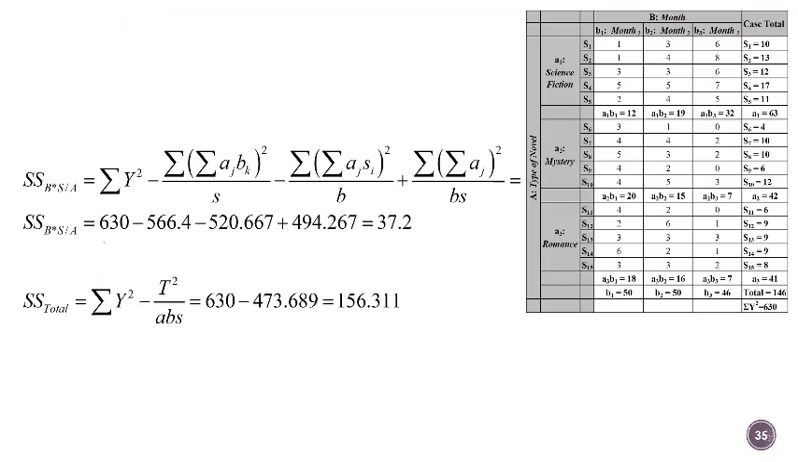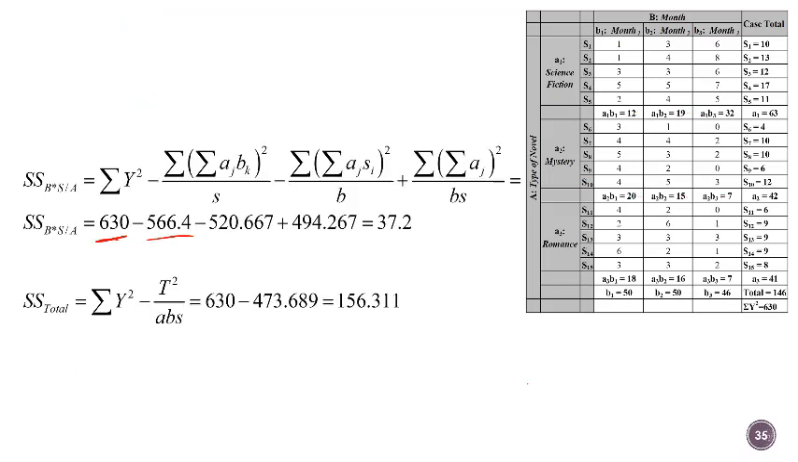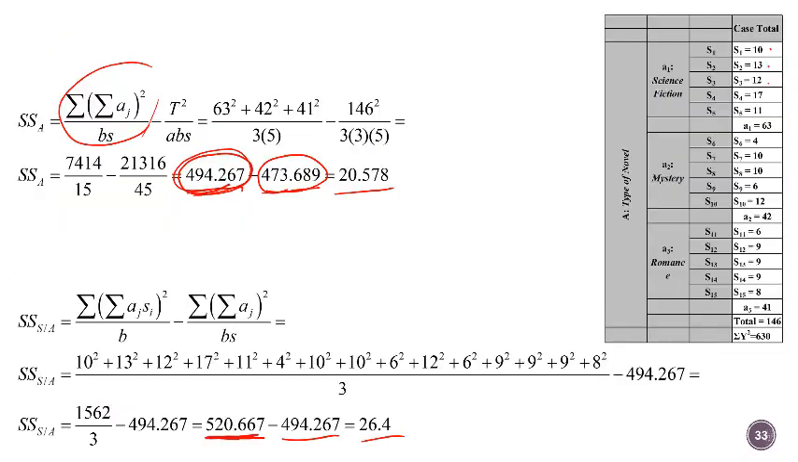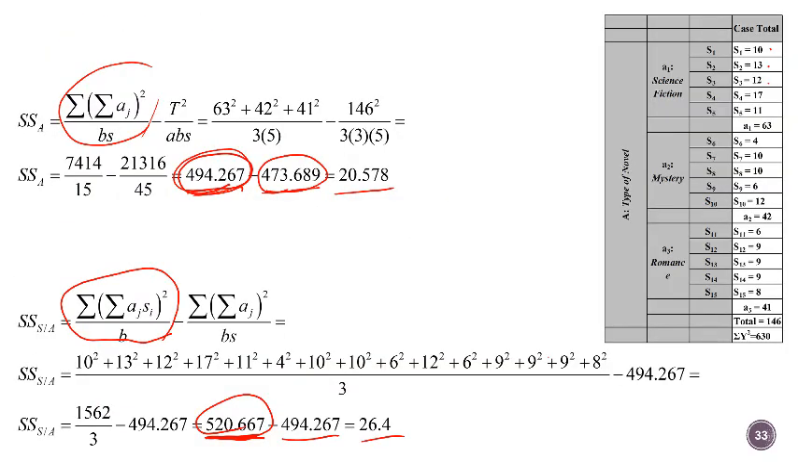Now here ends up being the sum of y squared minus the AB version. So AB is this thing, right? Which is this whole thing. This number there. Right, 566.4 minus AS, which we found before as well. This thing, which is this 520.667. Just there, right? Plus the effect for A, 494.267.